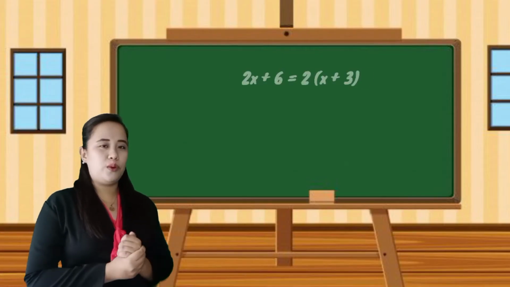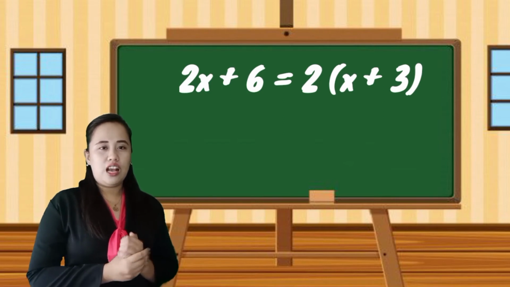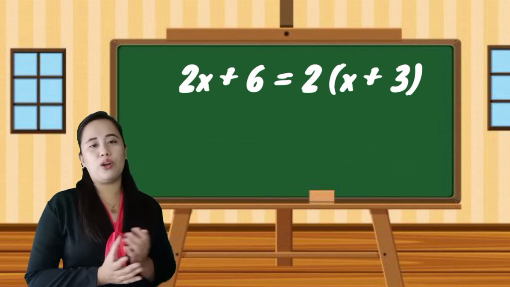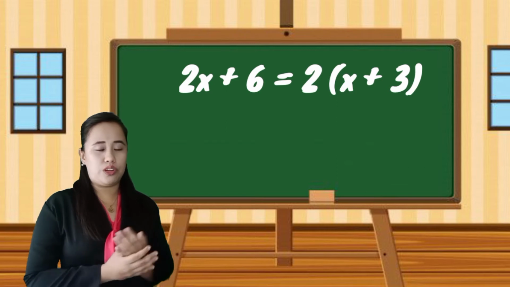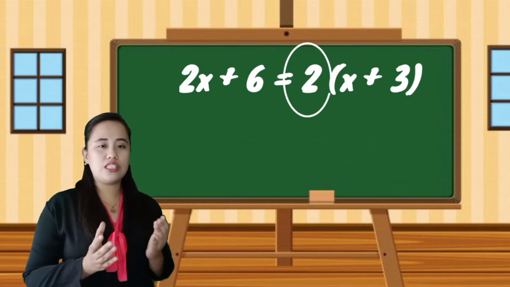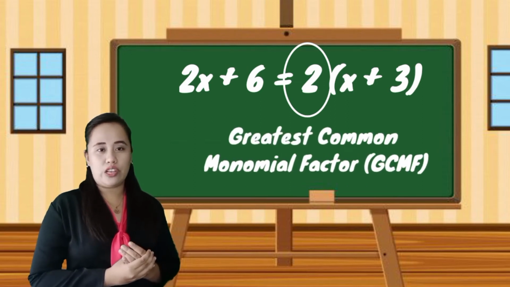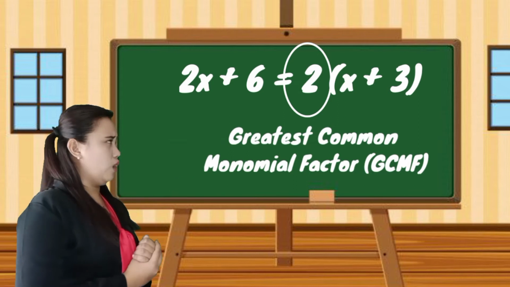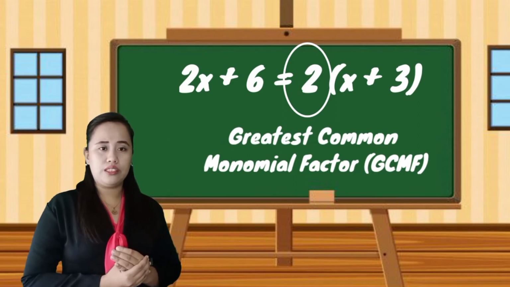In the last example, notice that the method of factoring used is finding a number or an expression that is common to all the terms in a given polynomial expression. Since there is no factor other than 1 and 2, we can say that 2 is the greatest common monomial factor of the given expression. So let us find out what a greatest common monomial factor is.